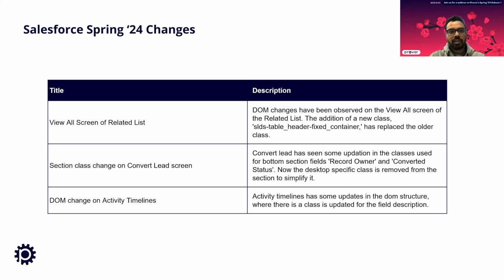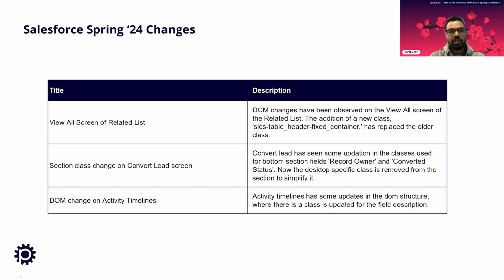The last one is around activity timeline. Again, there are class-specific changes, no framework changes this time like the ones that have been done in the past for activity timeline, but there has been some restructuring of the class and the DOM structure as a part of this Salesforce release. So these are the changes that widely impact these components. There have been others as well, but these are the ones that are widely impacting all these screens and across the objects. That's why we have covered these as a part of this webinar.